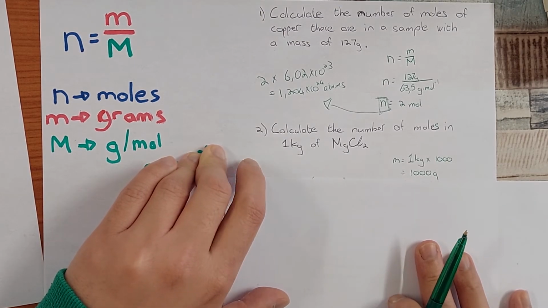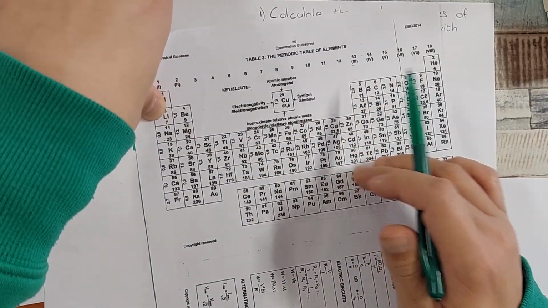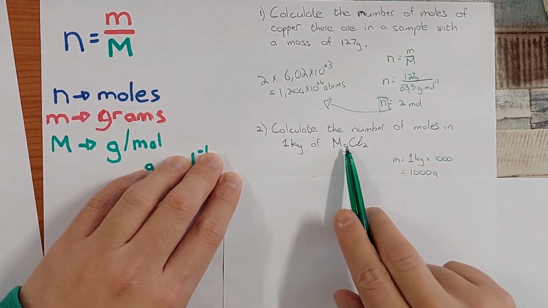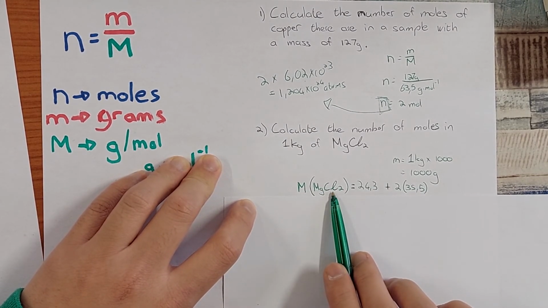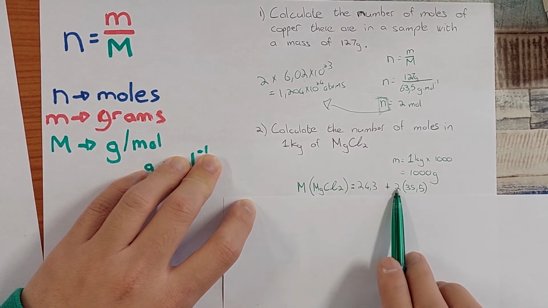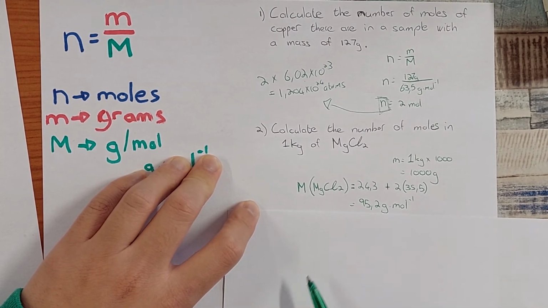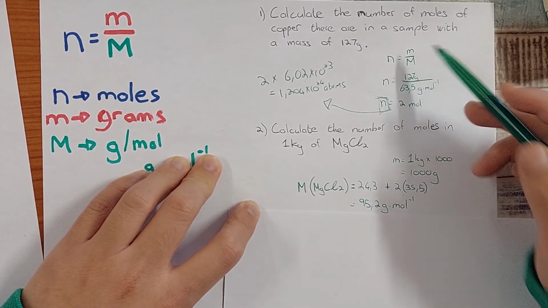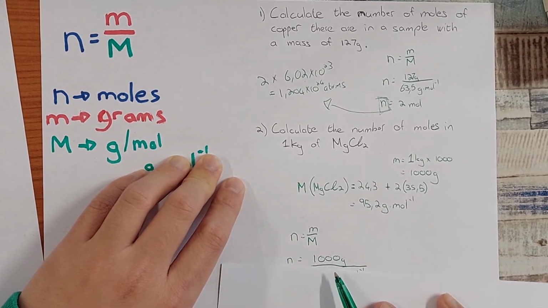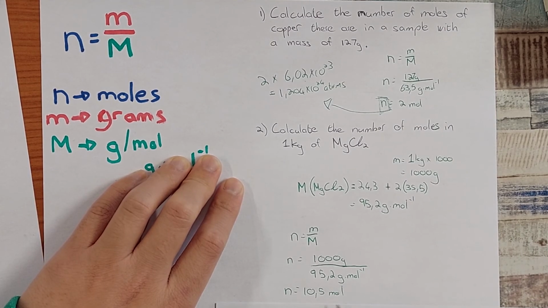Now that we've got this, we also cannot just pull it straight from our periodic table, MgCl2. We need to calculate the molar mass, and you have done it in the previous ones that I've just done with you. Our molar mass, Mg is 24,3. Our Cl is going to be 35,5, but we have two of them, so it's 2 times 35,5, which is going to give us 95,3 g/mol. Now that I've got that, I can use that formula. n is equal to m over M, which is going to be 1,000 over 95,3 g/mol, which is going to give us 10,5 moles.